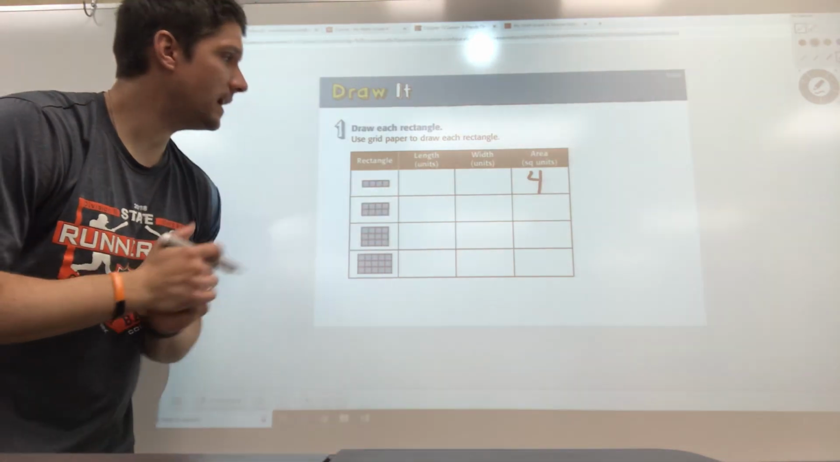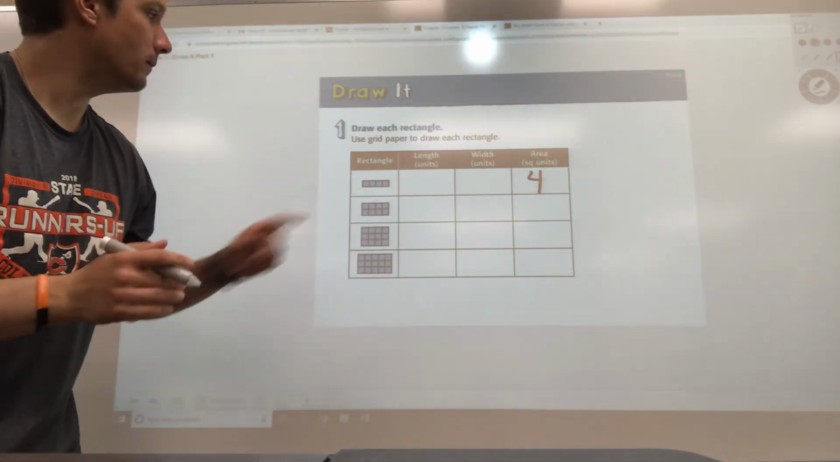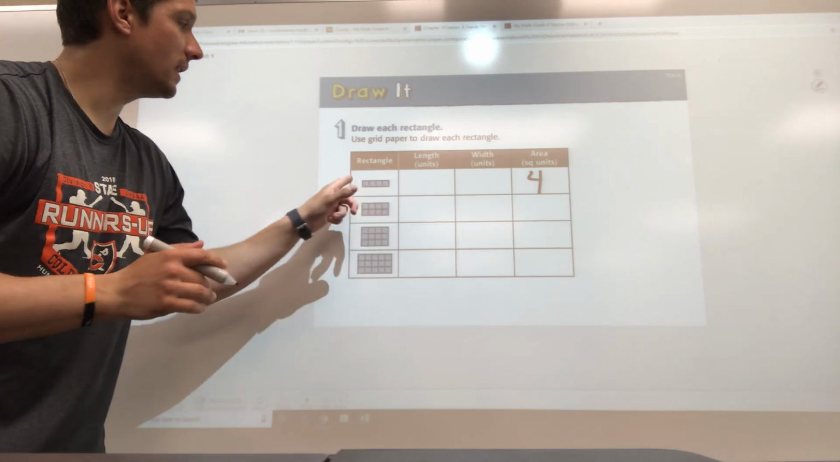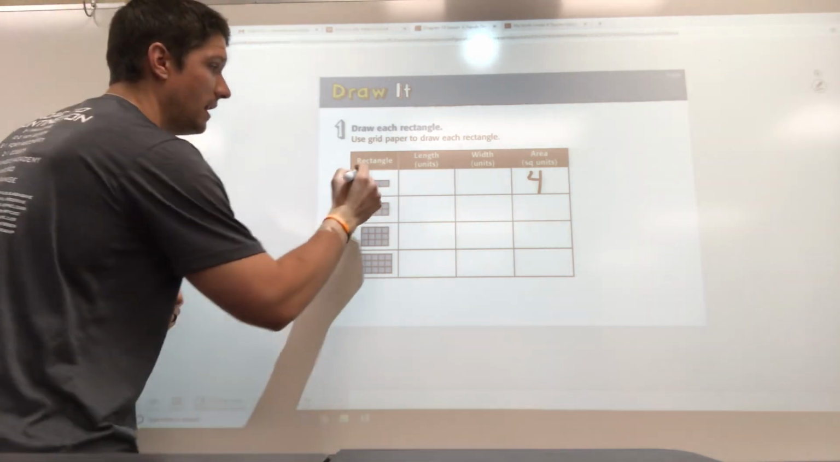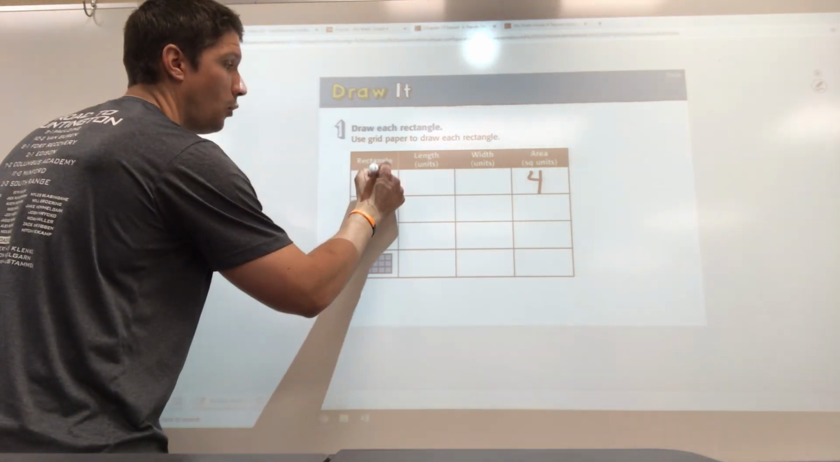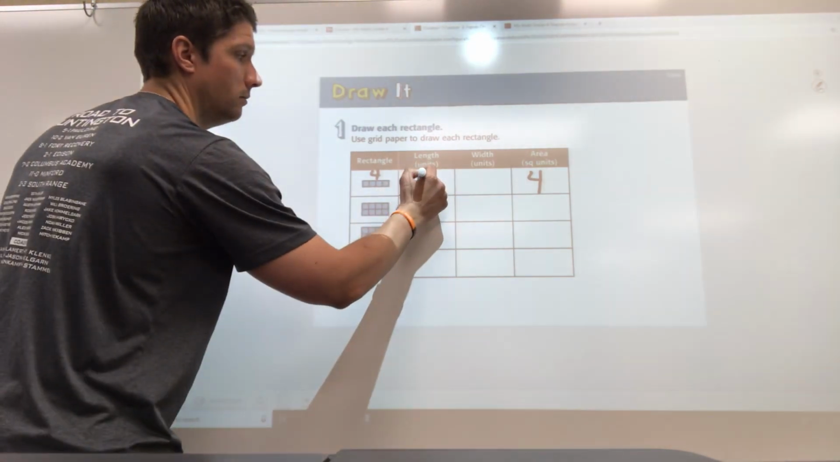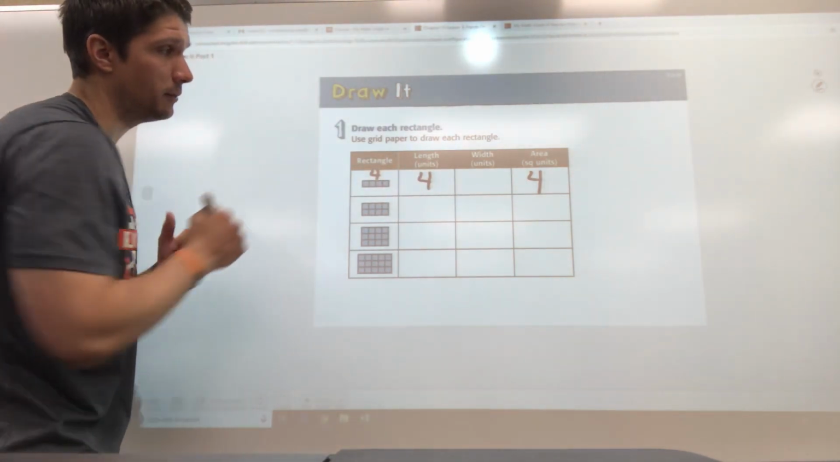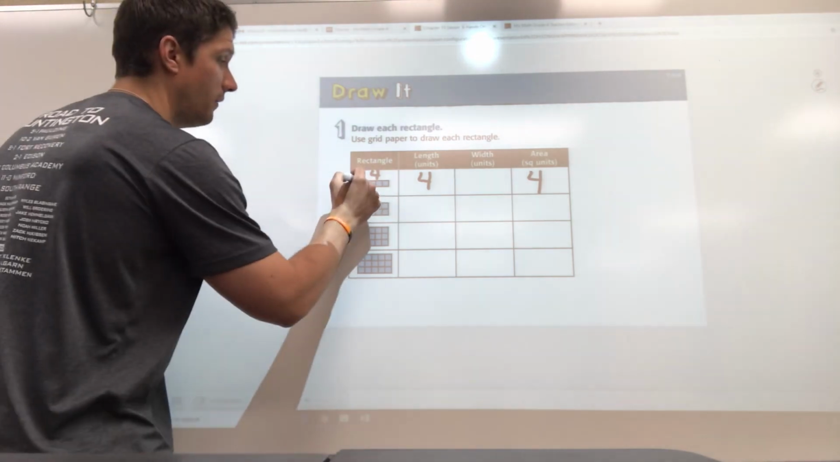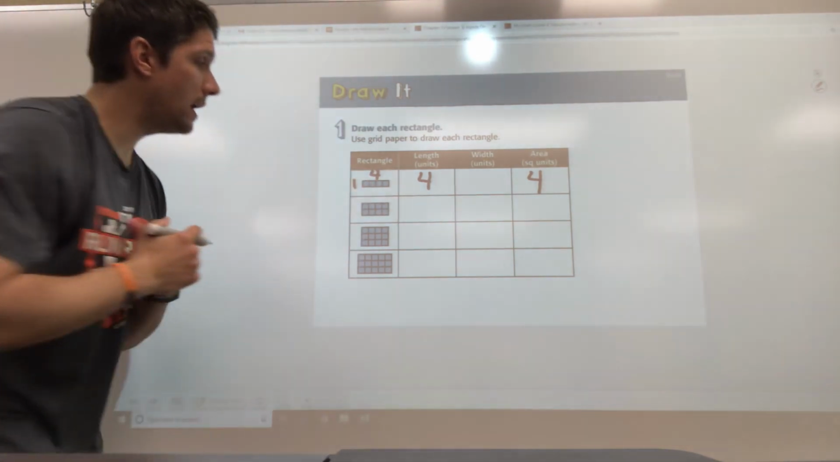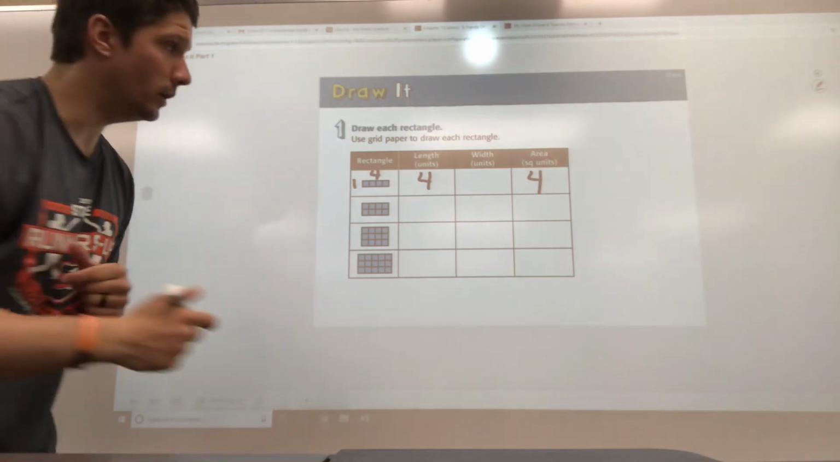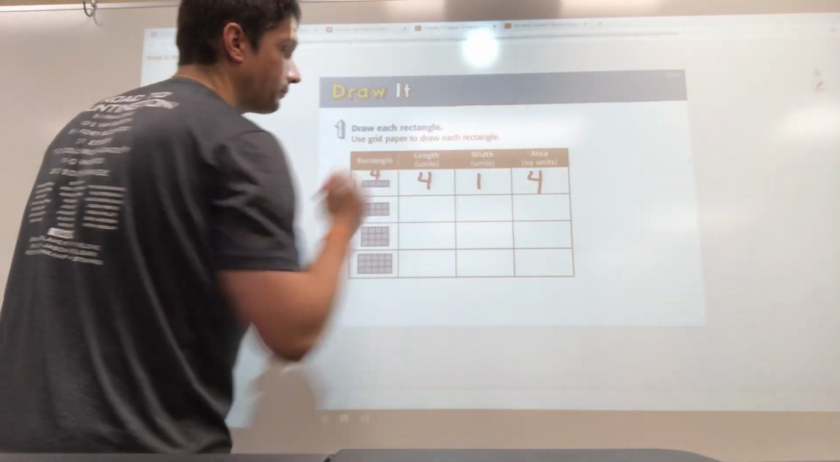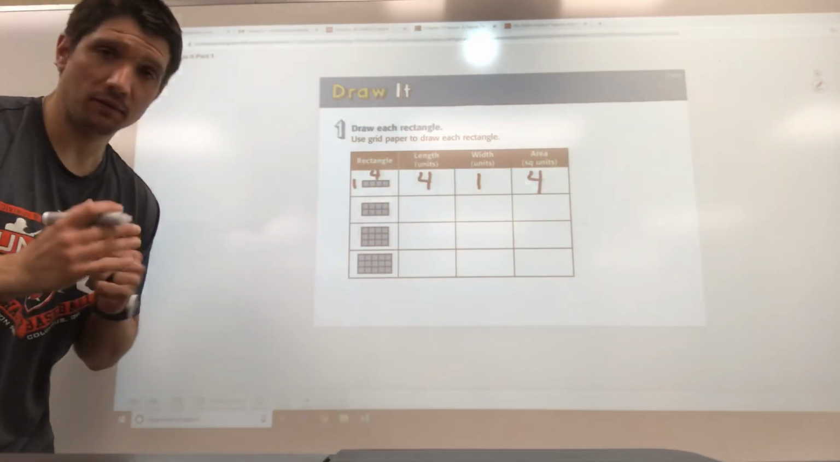Now they want us to find the length and width as well. So let's start with the length, how long it is. We have a length of 4 units. So a length of 4. Now, this side right here, this is the width. We have a width of 1 unit. Okay, so that's it for the first rectangle.